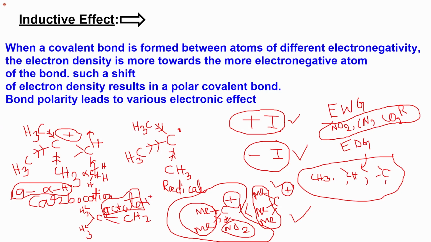So today, what have we discussed? So far we have discussed the inductive effect, hyperconjugation effect, carbocation stability, carbanion stability, and the fission of the covalent bond. There are two ways we can cleave the covalent bond. One is homolytic cleavage, another is heterolytic cleavage. In heterolytic cleavage, there will be formation of a carbocation and a carbanion. And in homolytic cleavage, there will be formation of radicals.